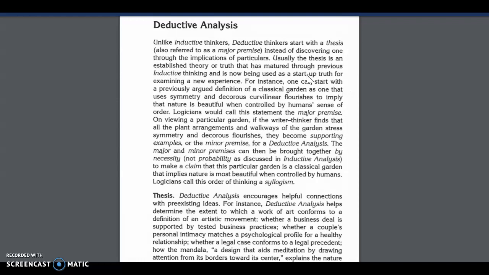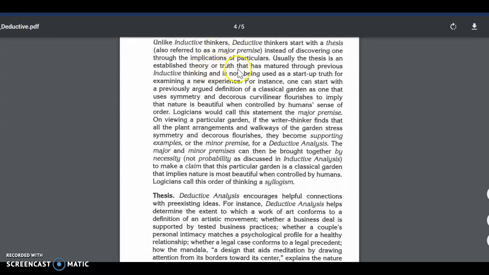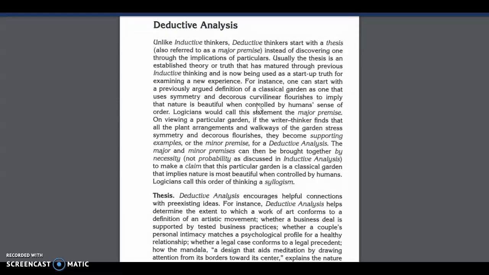Anywho, usually the thesis is an established theory of truth that has matured through previous inductive thinking. Okay. So in essence, these aren't exclusive, but once you've had specific levels of inductive thinking, then this is the way you can think about it as well. Then how do you work deductively to prove your claim? Okay, and it is now being used as a startup truth for examining a new experience.